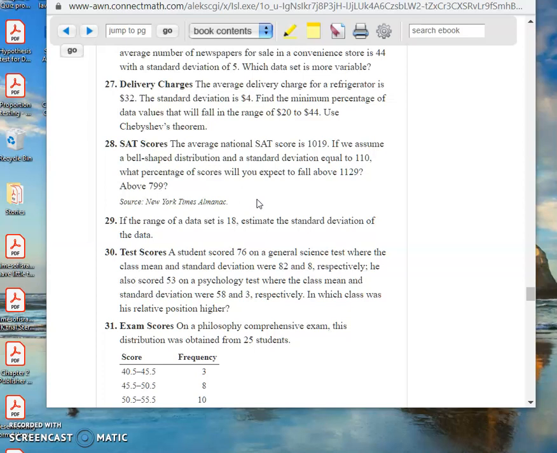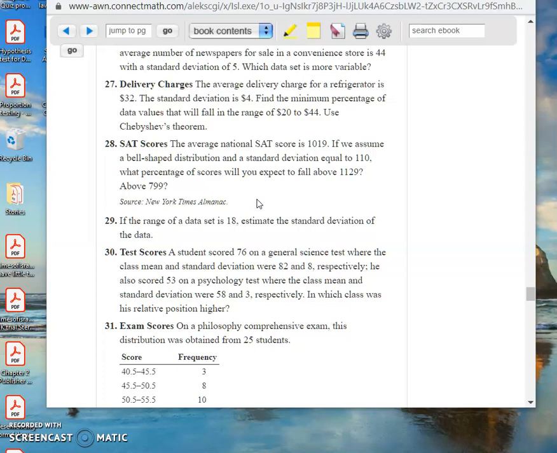In any event, the problem says if we assume a bell-shaped distribution, we assume a standard deviation of 110, so that's my S or my sigma equal to 110. What percentage of scores will you expect to fall above 1129, above 799?